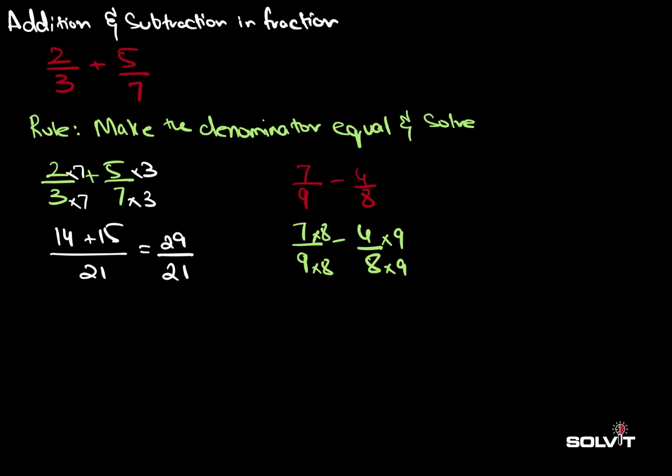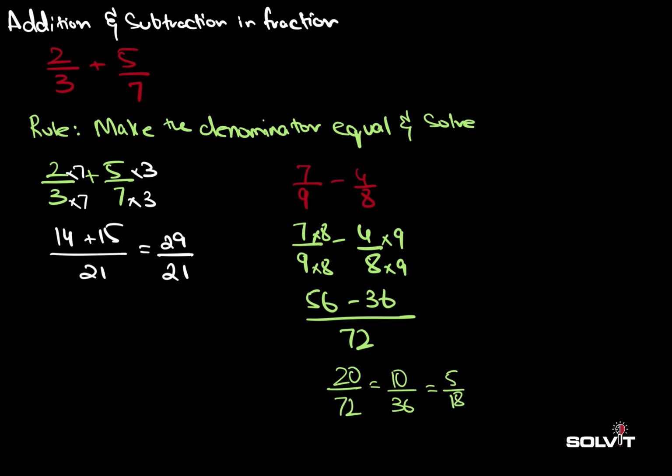By 9, 7 8s are 56. 56 minus 36 over 72 would become 20 over 72. That is 10 over 36, or you can even say that 5 over 18. So that was it for the subtraction of fractions.